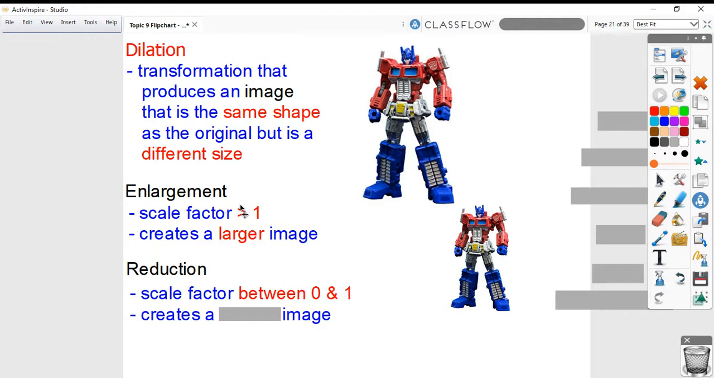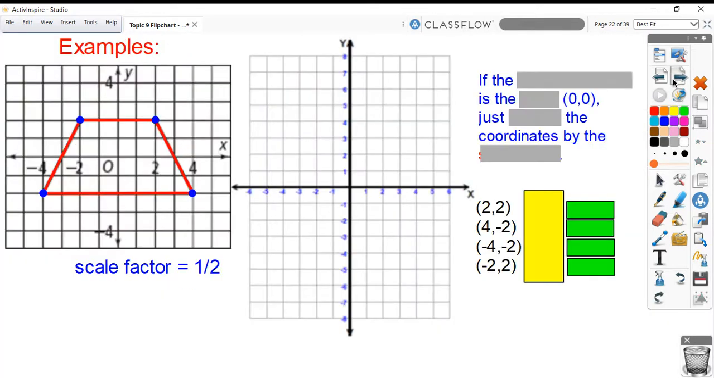So you either have a larger number greater than 1, or you have a smaller number that reduces the size of your picture, and it'd be a fraction or a decimal. And that creates a smaller image compared to your original. We've got a couple of examples here of what this looks like. There's something to fill in to the right of the graphs. It says if the center of dilation is the origin, 0, 0. And today, all of the dilations that we're looking at are going to be using the origin as the center. Then all you have to do is multiply the coordinates times the scale factor. It's very, very simple.